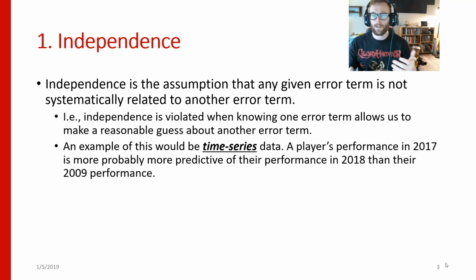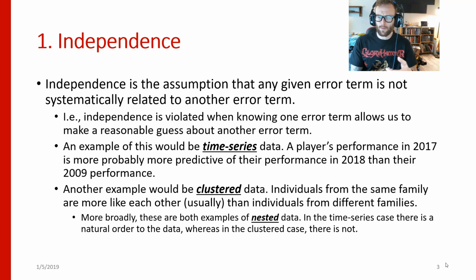An example of this would be time series data. If we're collecting information from one person over different points in time, we have time nested within a person. So for instance, a player's performance in 2017 is probably more predictive of their performance in 2018 than their 2009 performance. Indeed, this is a correlational structure that you see in lots of time series data. This is what we would call autoregressive. So the nearest time point is closely related to its neighboring time points, but time points that are farther away are less related. Another example would be clustered data.